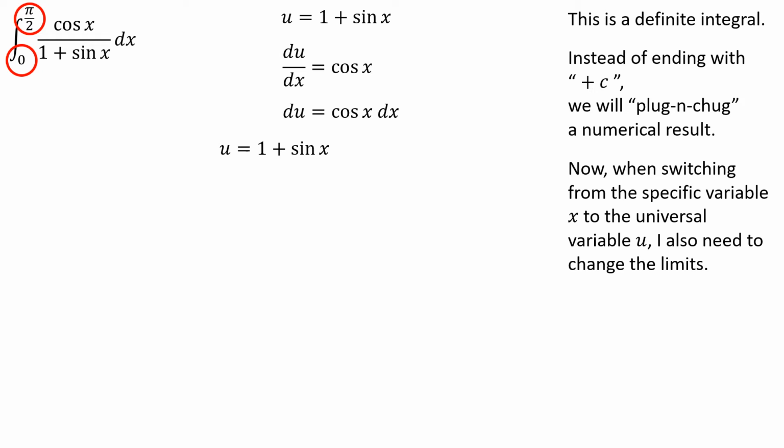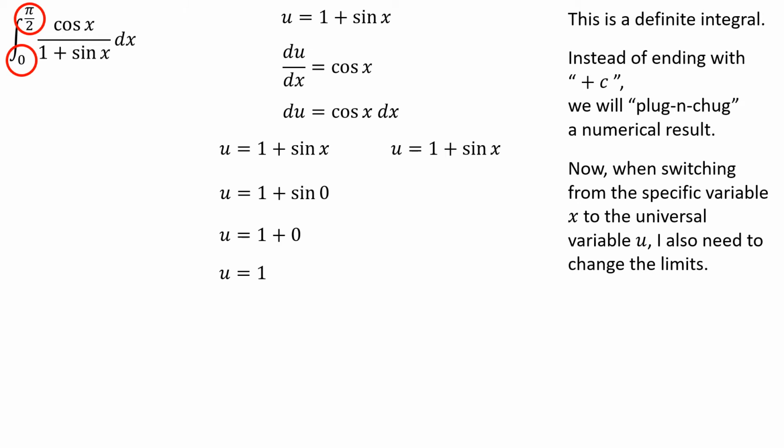So when x was 0, what would be the value for u? Well, it'd be 1 plus sine of 0. Sine of 0, of course, is 0. 1 plus 0 is 1. So my left point is going to be a 1. Remember, we integrate going from left to right on the graph.